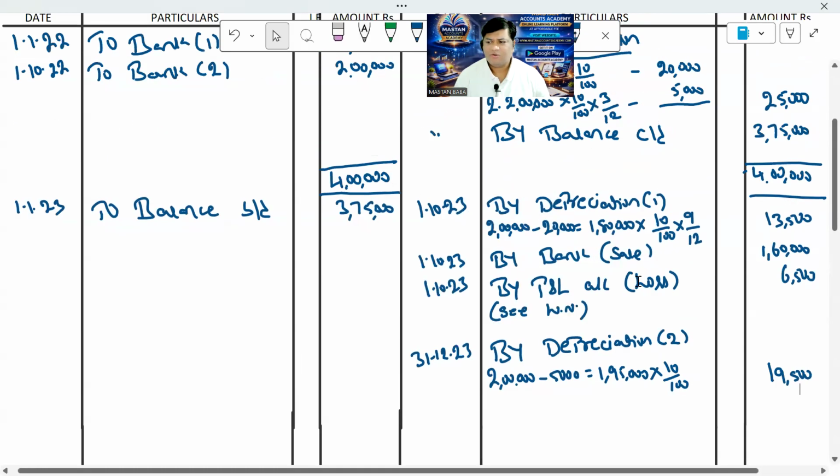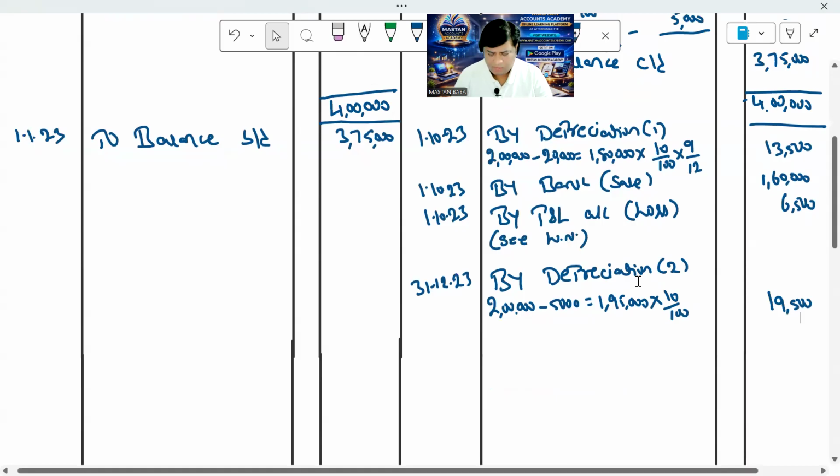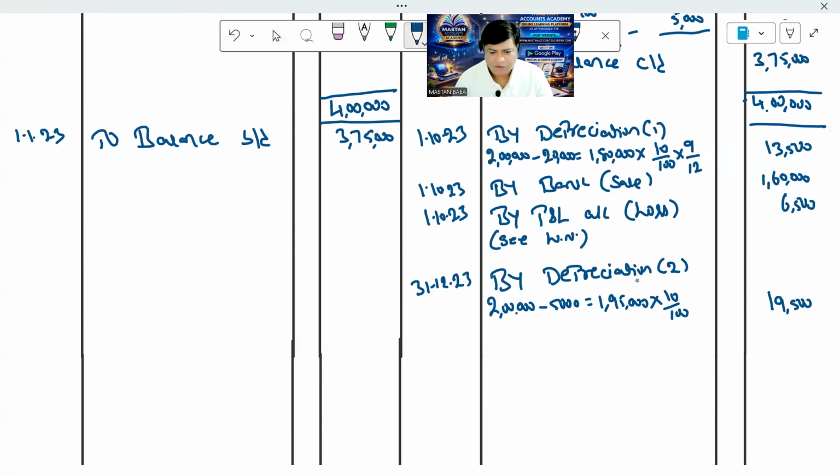Okay, that's it. Now just close and balance the account. What is the total? Debit is higher than the credit side, so I'm taking the debit total on both sides, that is 3,75,000. Here also 3,75,000. Just balance it, minus all these from 3,75,000: 13,500 less, 1,60,000 minus, 6,500 minus, 1,90,000 minus.